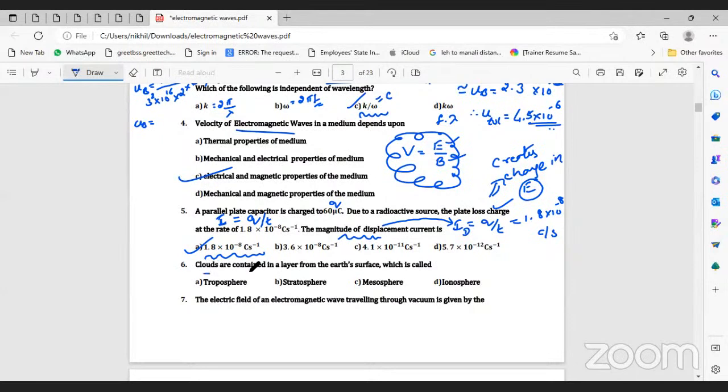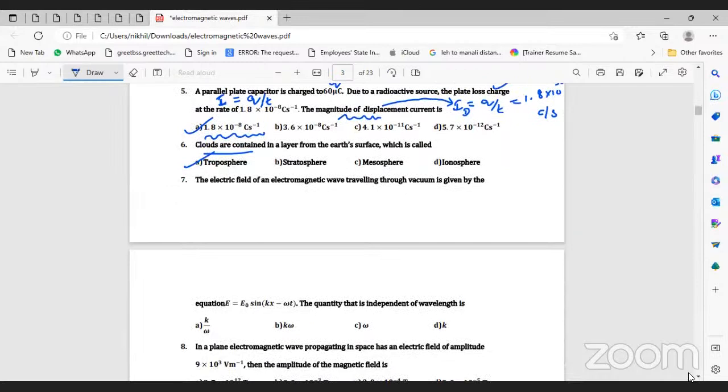You know that the clouds are going to be contained in the atmosphere by the troposphere, which is in the atmosphere. That basic question they have given.